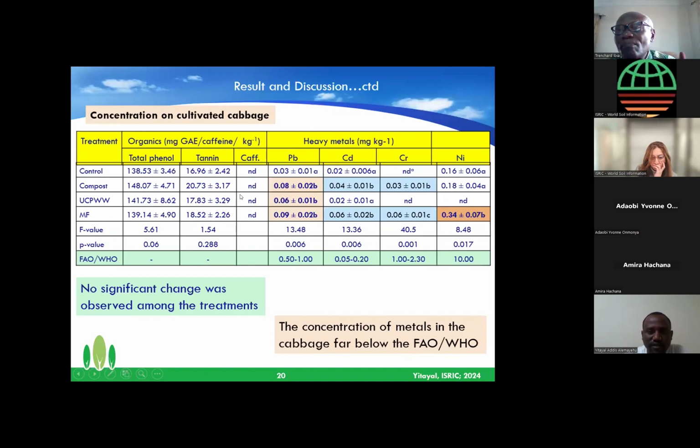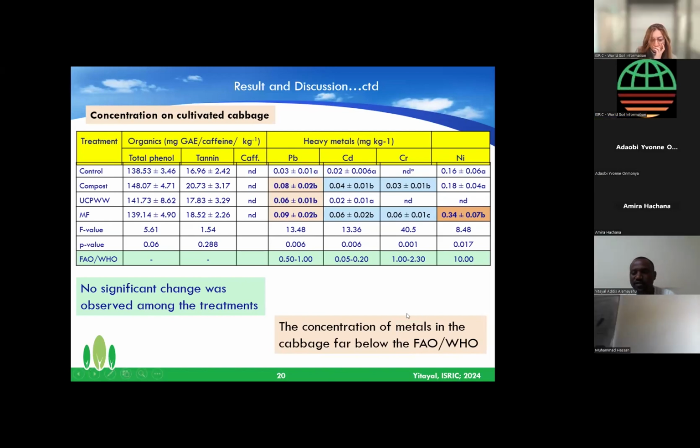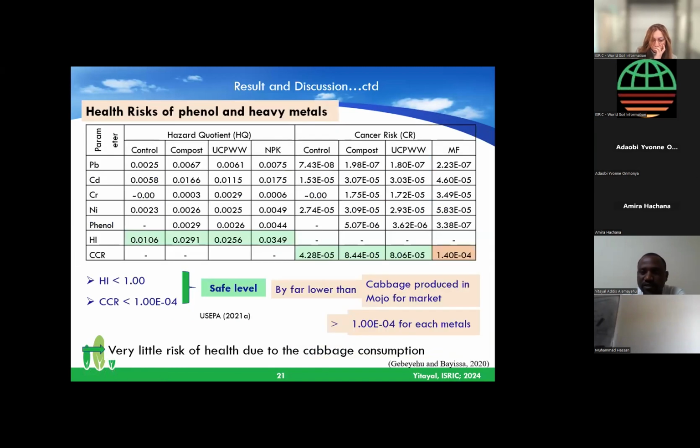And for lead, the levels in the compost, the urine fertilizer, the liquid fertilizer, and the mineral fertilizer are comparable. So no significant change was observed among the treatments in this regard. The concentration of metals in the cabbage is far below the FAO and WHO limits. What does that mean? Is there any health risk associated with consuming the cabbage produced with these fertilizers? It shows they are at a safe level, even far lower than cabbage produced for the market.